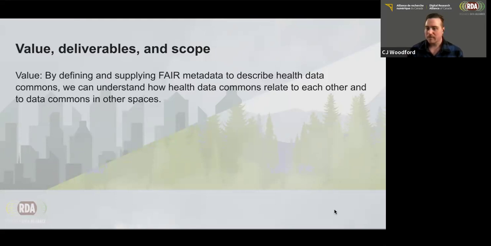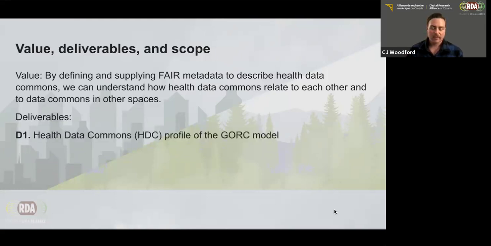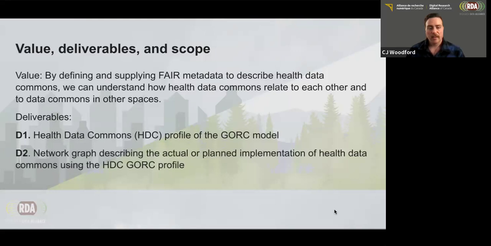And Lauren's mentioned a few of them. And so what we really want to get out of here is the Health Data Commons, or HDC, profile of the GORC model. So the GORC model is discipline agnostic currently. And we want to say, okay, well, now we want to make it discipline specific. And there are going to be more granular or less granular aspects that we want to include. And maybe there's whole different items that need to go in there, and we want to identify those.